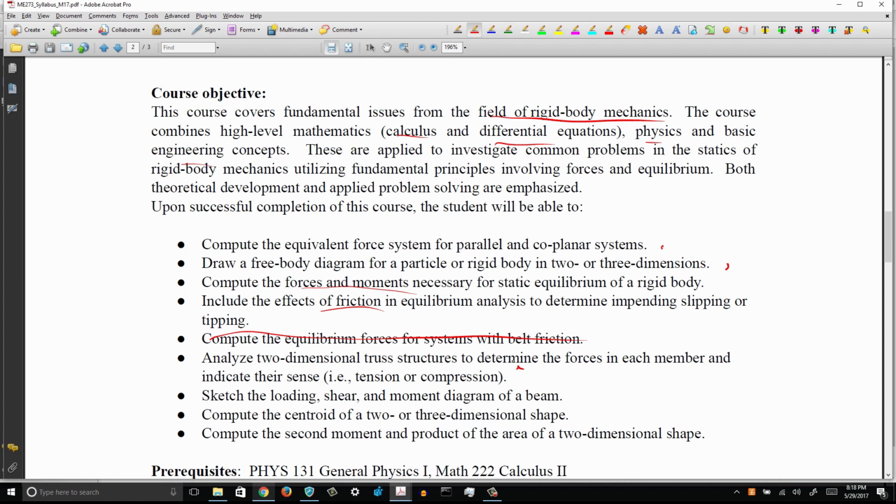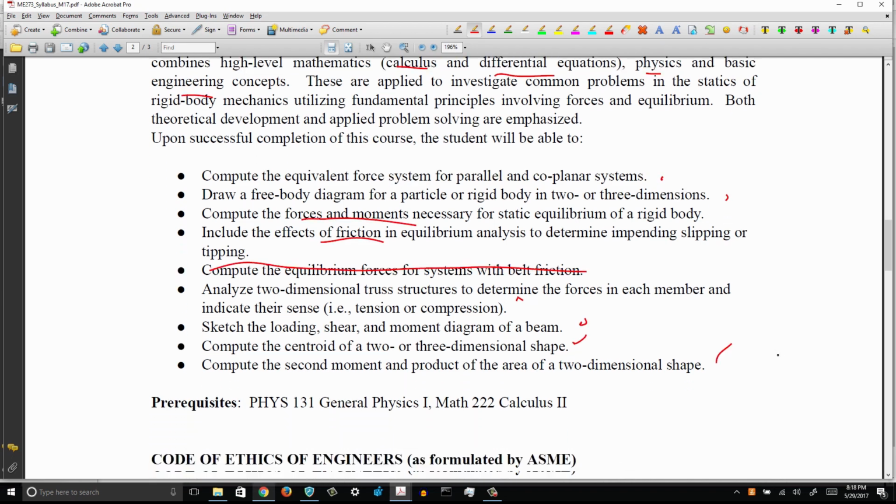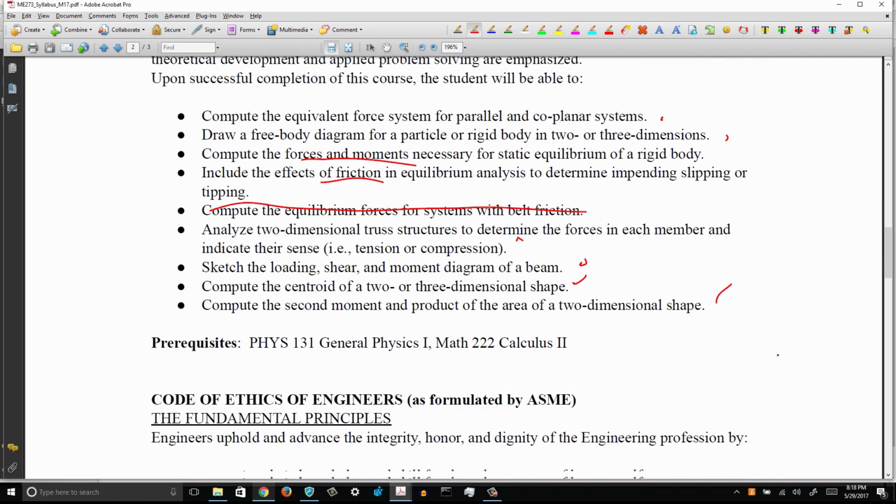analyze 2-dimensional truss structures to determine the forces in each member and indicate their sense, whether or not they're in tension or compression. Sketch the loading, shear, and moment diagrams of a beam. Compute the centroid of a 2- to 3-dimensional shape. And finally, compute the second moment and product of the area of a 2-dimensional shape. Prerequisites for this course are General Physics 1 and Calc 2.